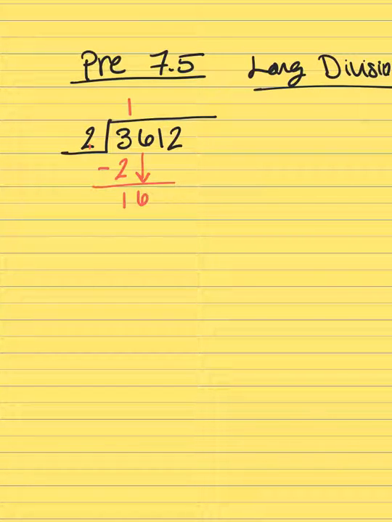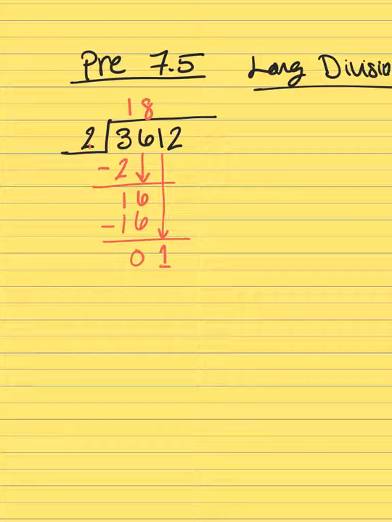Now I'm going to look at 2 and 16. How many times does 2 go into 16? 2 goes into 16 8 times. 8 times 2 is 16. Subtract, you got 0. But then you'd bring down the 1. How many times does 2 go into 1? Well, 2 does not go into 1, so that becomes a 0.